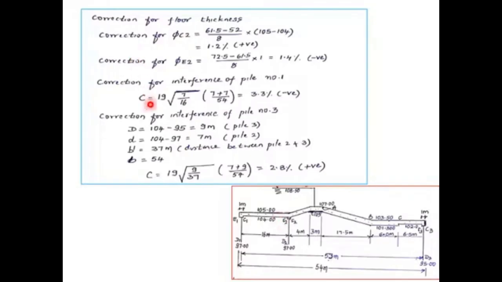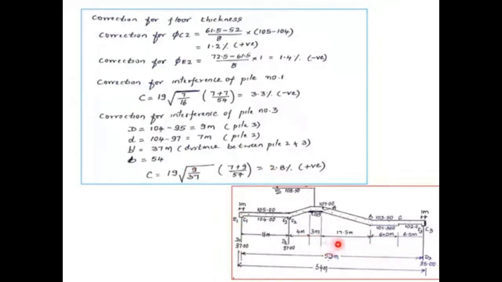Again we have to apply the corrections for the interference of pile 3. Here capital D is of the pile 3, at the level where we want to apply. So we have to find the depth. This capital D is always from the level where you want to apply to the bottom. That is 104 minus 95, which gives 9 meters as capital D, and small d is the depth of this pile, which is 104 minus 97, which is 7 meters. The distance between piles 2 and 3 is 37 meters, and the total length is 54 meters.